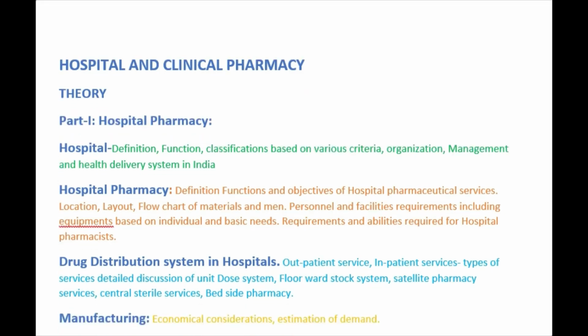Second chapter is hospital pharmacy. It contains definition, functions, and objectives of hospital pharmaceutical services, location, layout, flowchart of materials and man, personnel and facilities requirements including equipments based on individual and basic needs, requirement and abilities required for hospital pharmacists.